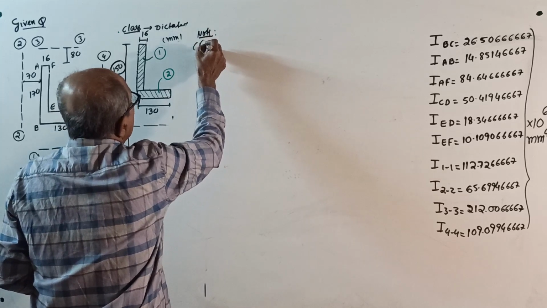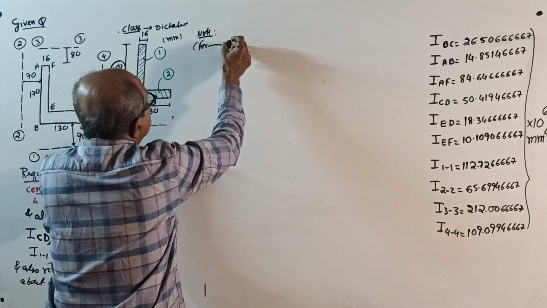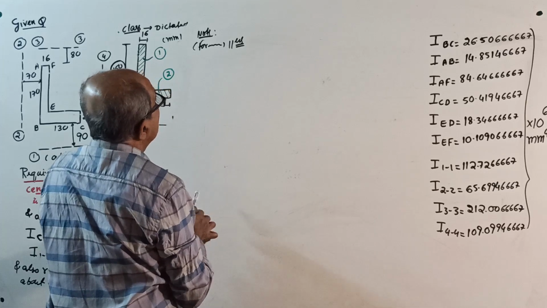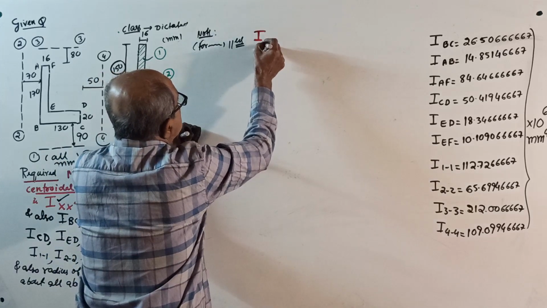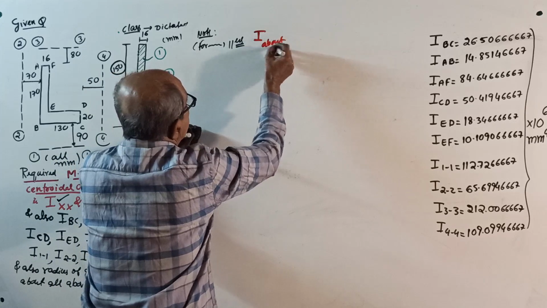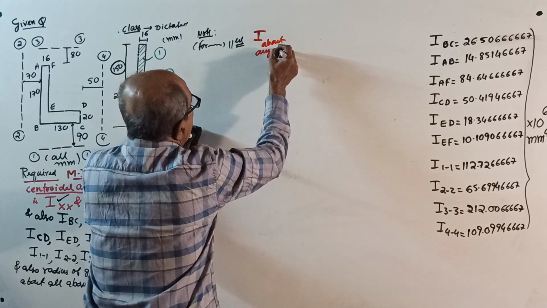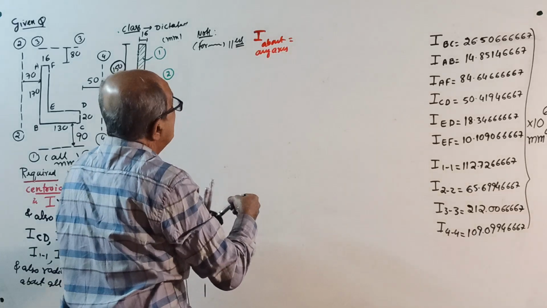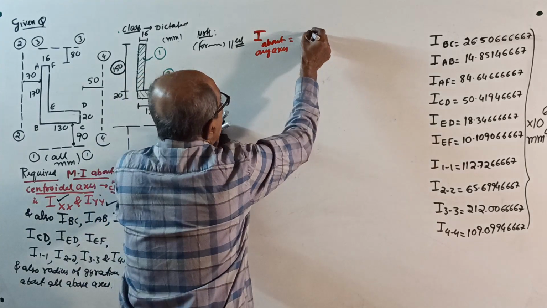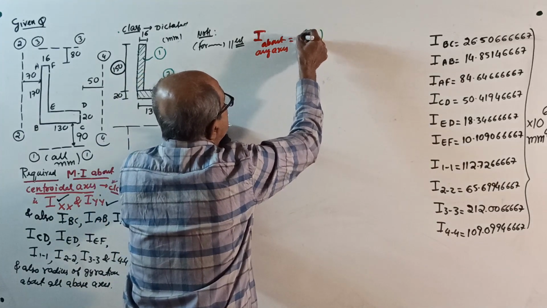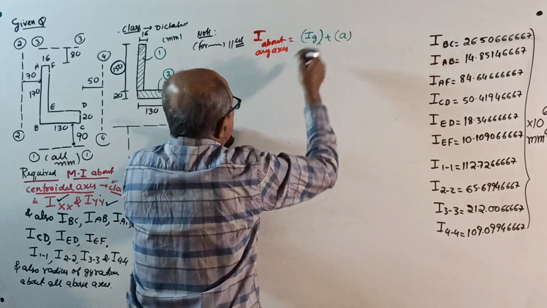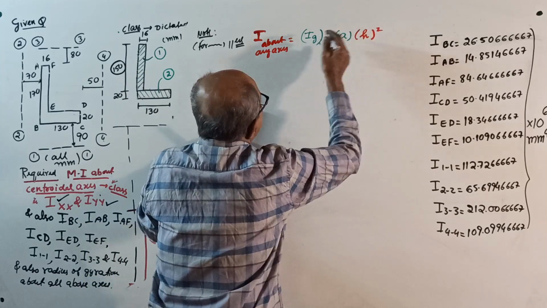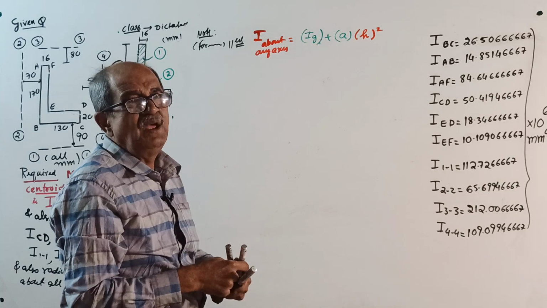For all calculations, use the parallel axis theorem. I write once again: I about any axis equal to, this is not centroidal, I about any axis equals Ig plus area into h square. This is explained very thoroughly. I won't waste time now.